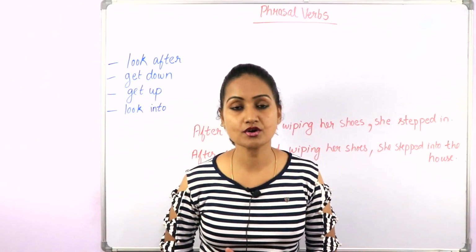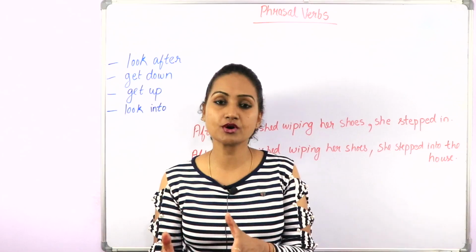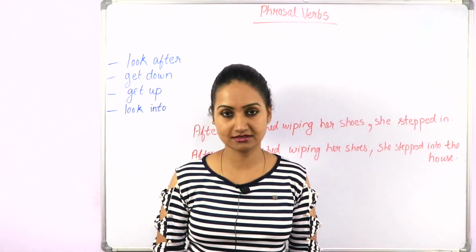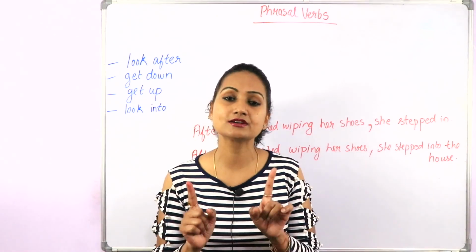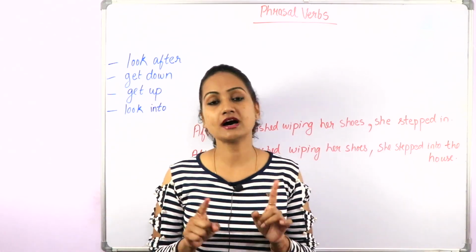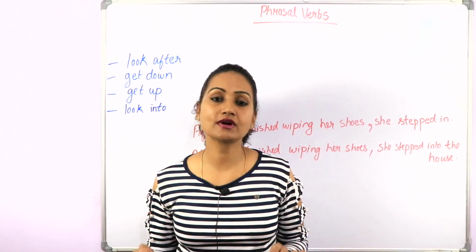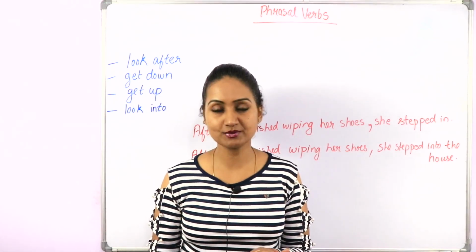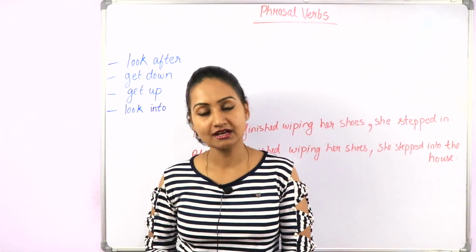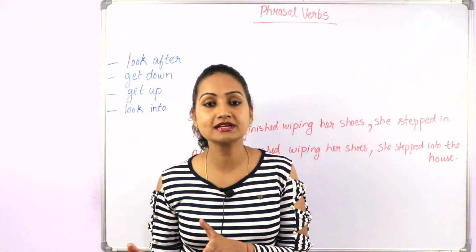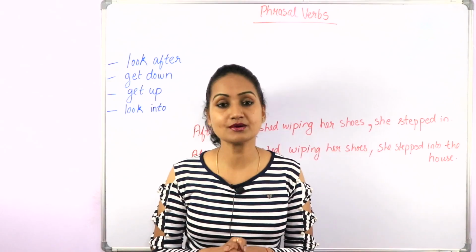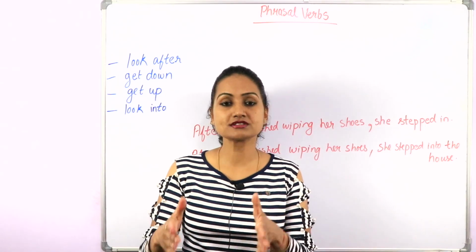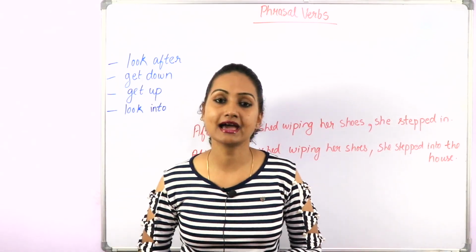Sometimes you might come across that a phrasal verb is a verb plus an adverb particle. So to understand adverb particle, we need to understand the adverb first. Adverbs are the words that describe a verb. For example, he walks slowly. So here slowly is an adverb because it gives information about how he walks. He walks slowly. So slowly is an adverb.